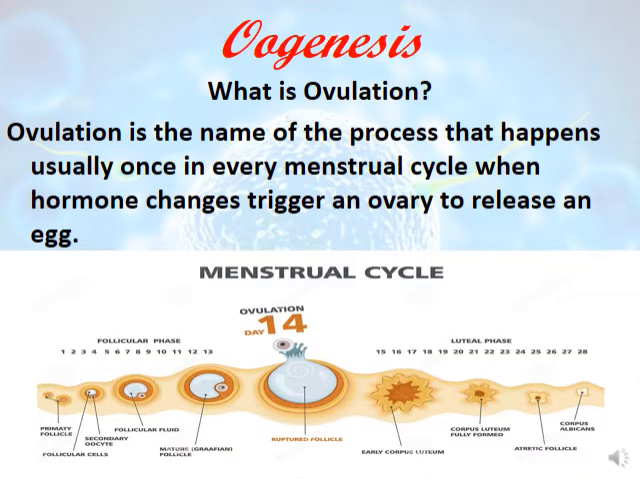What is ovulation? Ovulation is the process that usually happens in every menstrual cycle, when hormone changes trigger an ovary to release an egg. Mainly it occurs on day 14. As shown here, the Graafian follicle ruptures and we have the release of the egg. This is known as ovulation.